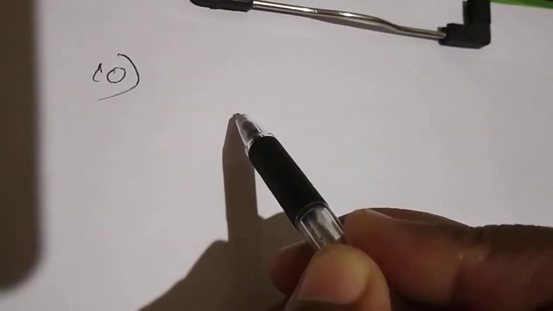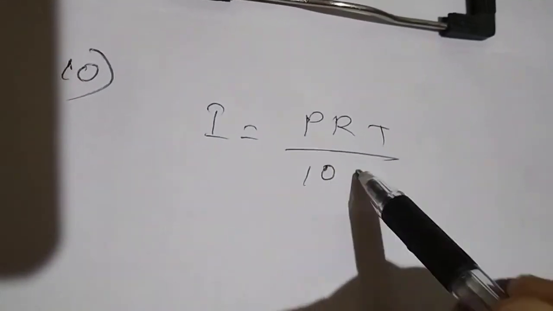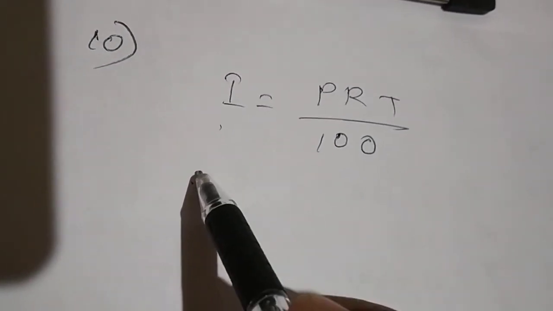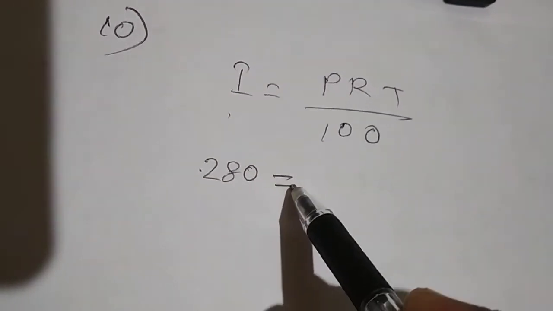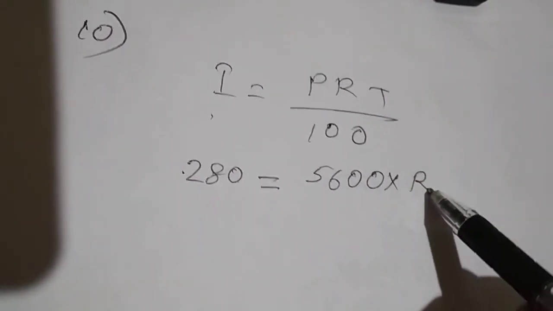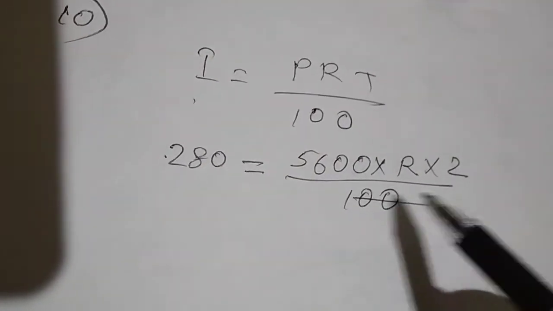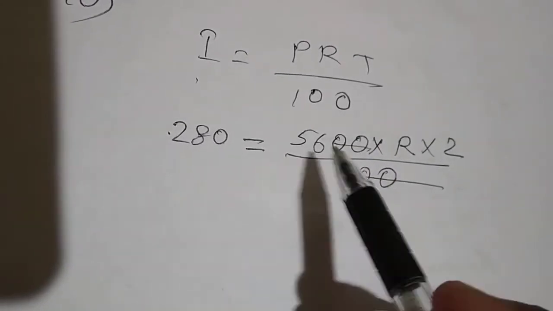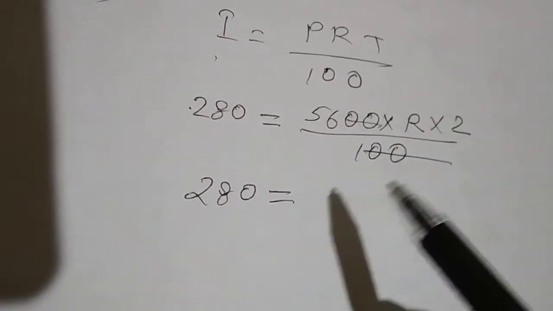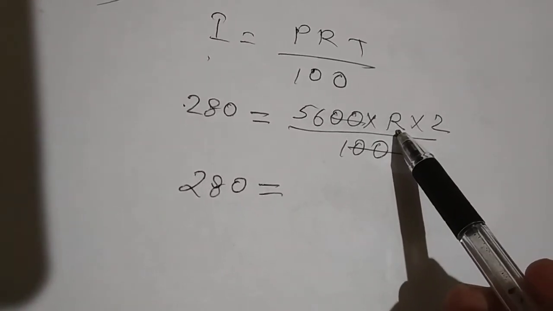We know the equation. I is equal to PRT on 100. So here I is given, that is 280, which is equal to, P is equal to 56,000. We don't know R, we have to find out. Then T is equal to 2 years, on 100. These two zeros and these two zeros, we can cut. Then 280. We have to think about the algebraic equation.